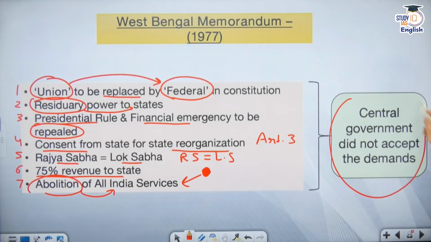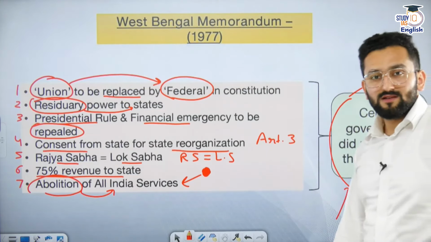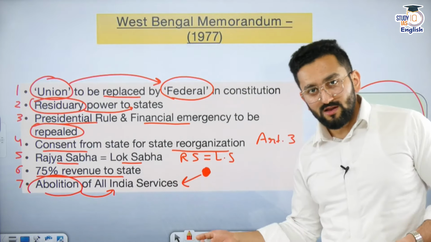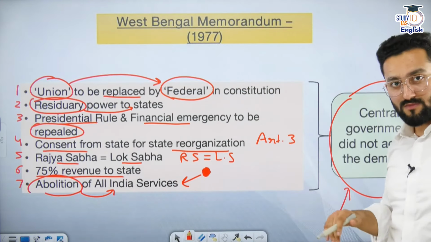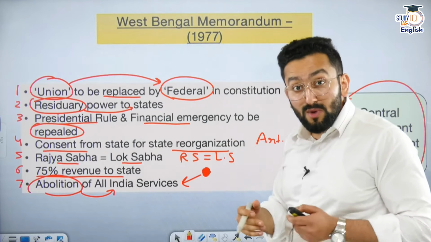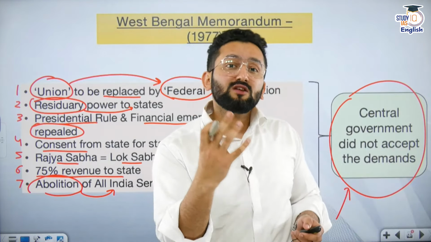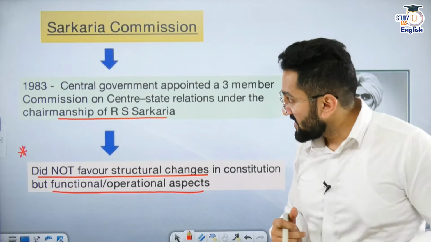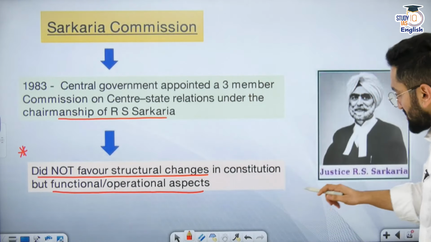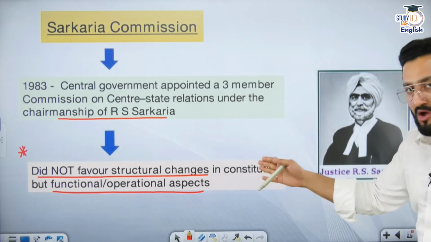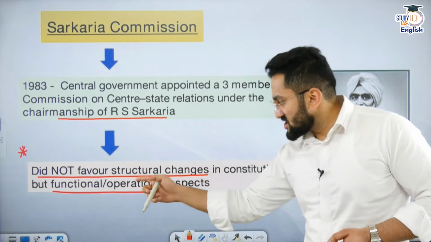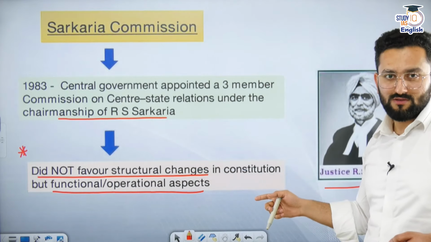So the central government did not accept the demands. It means whether we talk about Rajmannar, the Anandpur Sahib resolution or the West Bengal memorandum, the center did not accept it because they were demanding far-reaching changes. They were demanding structural changes in our constitution, right? So now the Sarkaria Commission was made under Justice R.S. Sarkaria, and look at what he suggested. He said we should not make structural changes in the constitution.